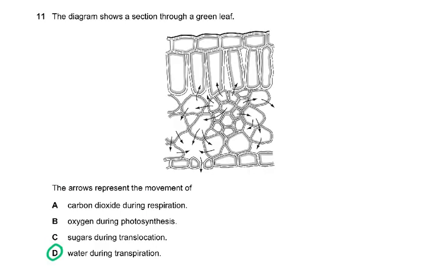11, the diagram shows a section through a green leaf. The arrows represent the movement of. Now you can see what is happening. These things are coming out of, this is the xylem. You can see these thick walls. And this is the xylem. So the water is coming out. So water during transpiration. Why? Because it's also coming out.